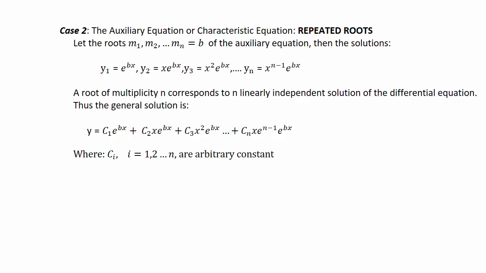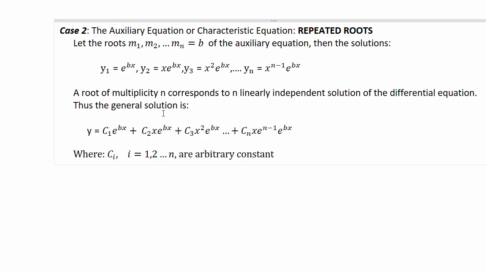Let's call it b, a root of the auxiliary equation. Then the proposed solutions are y1 is equal to e to the bx, y sub 2 is equal to x e to the bx, y sub 3 is equal to x squared e to the bx, until y sub n is equal to x to the n minus 1 e to the bx. So a root of multiplicity n corresponds to n linearly independent solutions of the differential equation.